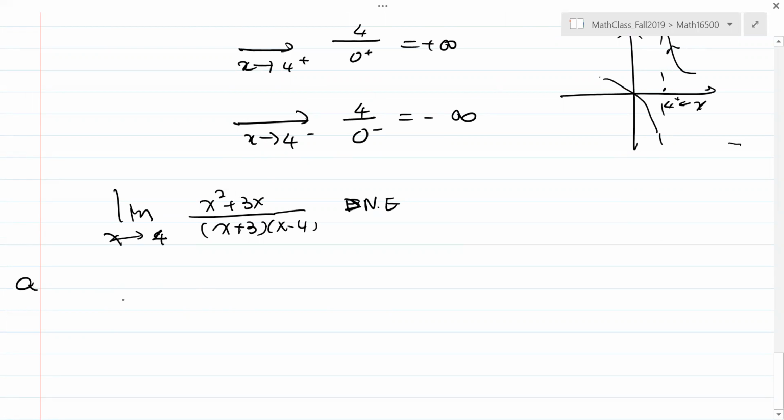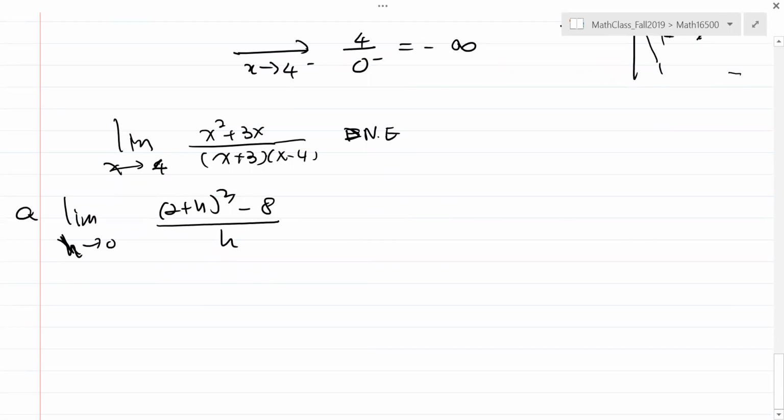The next problem is: find the limit as h approaches 0. When you plug 0 for h in the numerator, you got 0. So you think about this problem, okay? How do you simplify?